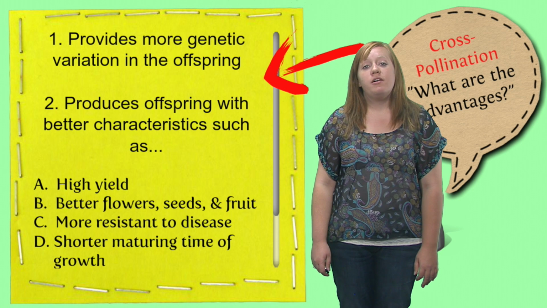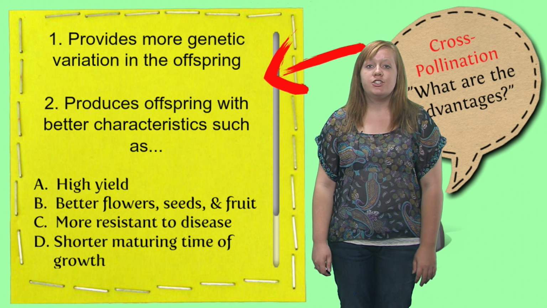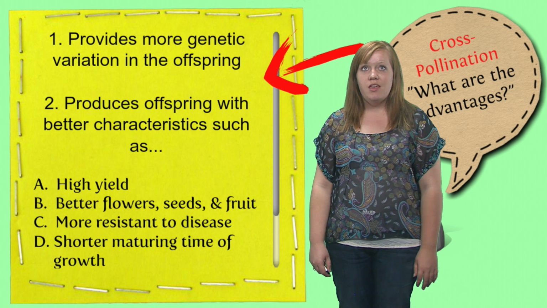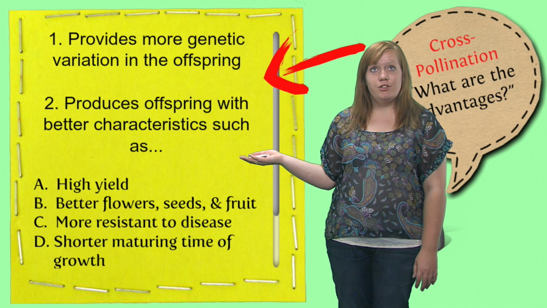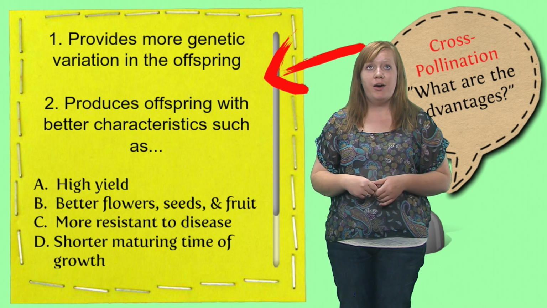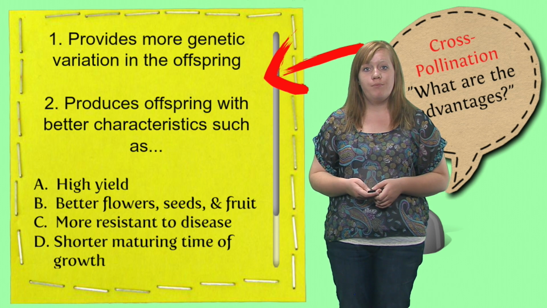However, cross-pollination produces stronger plants. The plants become genetically diverse, so when one disease spreads, not all of the species is destroyed. It provides more genetic variation in the offspring. It produces offspring with better characteristics, such as high yield, better flowers, seeds, and fruit, more resistance to disease, and a shorter maturing time of growth.